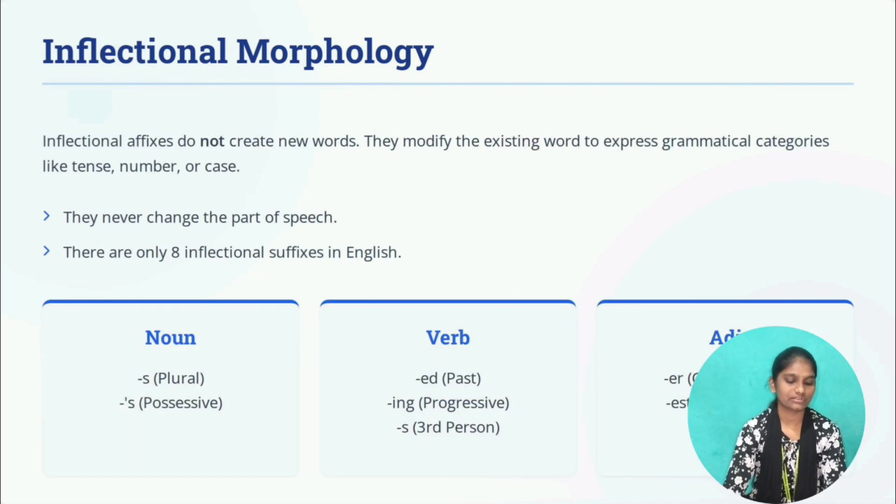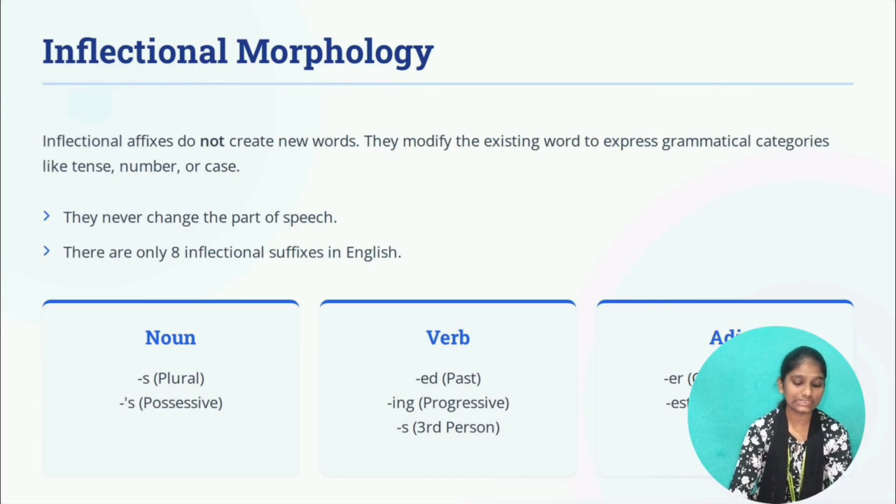Inflectional morphology. Inflectional affixes do not create new words. They modify the existing word to express grammatical categories like tense, number, or case. They never change the part of speech. There are only eight inflectional suffixes in English.